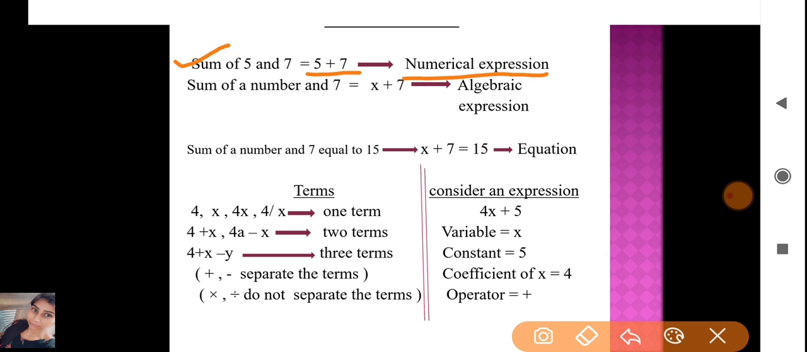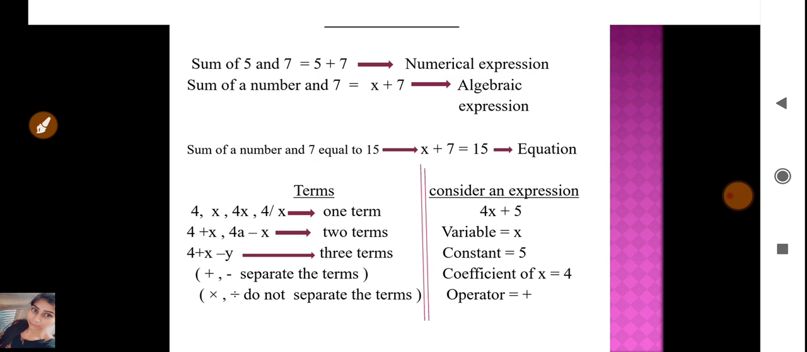To go for the next example, sum of a number and 7. Here the number is not mentioned, so I've taken the number as x. So x plus 7. It is a combination of a variable and a constant. It is called an algebraic expression. Now again, if it is given as sum of a number and 7 is equal to 15, that means you have an equals sign, and on the left hand side and right hand side of the equals sign you have expressions, then it is called an equation.